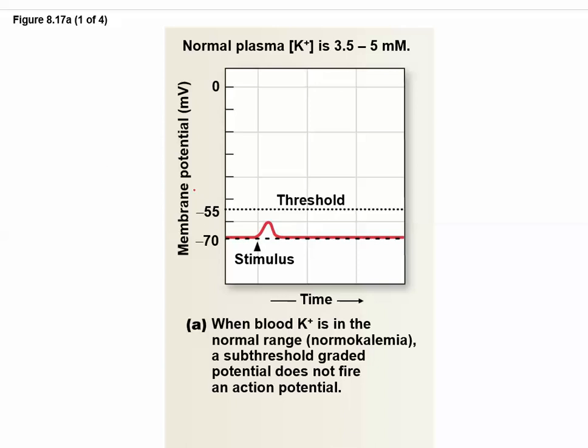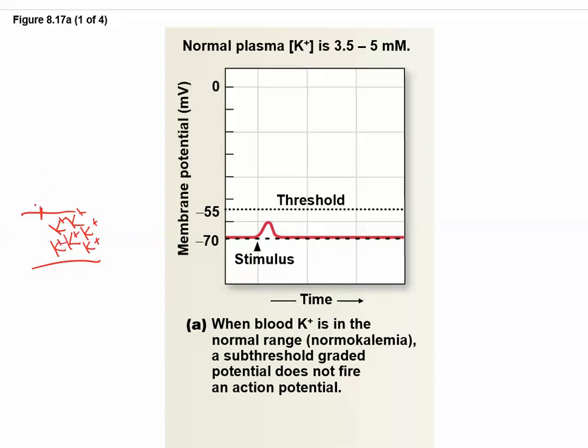So a couple more things to talk about. I know that I mentioned this before, blood potassium concentrations. Remember, inside the neuron, potassium is at a high concentration. Okay, so potassium's at a high concentration inside the neuron.